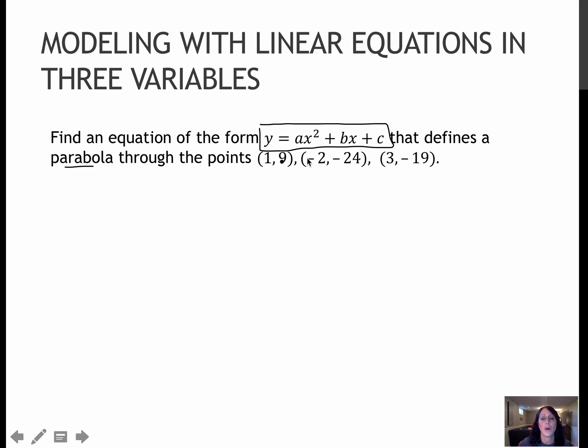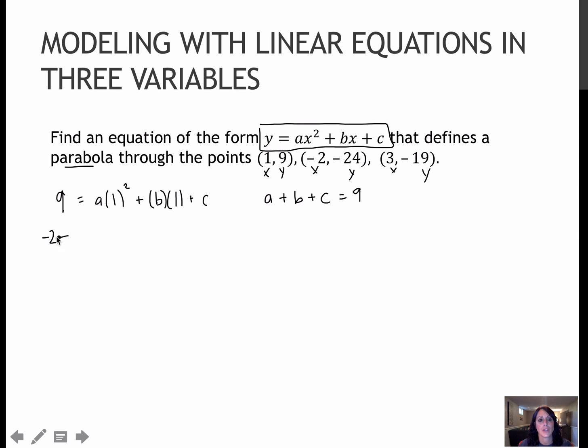Now, what we know about ordered pairs is that each ordered pair is in the form x comma y. And so in order to turn each of these points into an equation, I'm going to replace y with the y value, and I'm going to replace x with the x value, and then I'm going to simplify. B times 1 and c. So simplifying this, I get a plus b plus c equals 9.